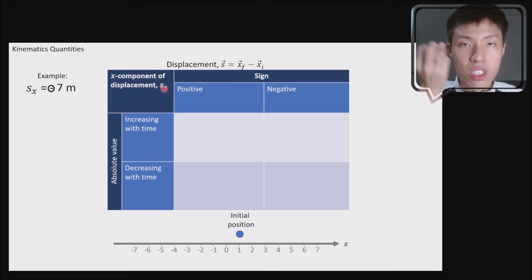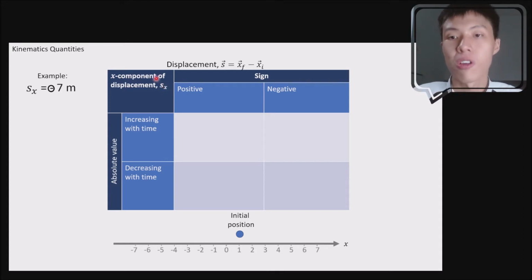The magnitude of a vector is always positive. But here I'm talking about the x component of displacement, so it's the sx, s with a subscript x. Okay, so if you see a negative sign here, what does it mean?